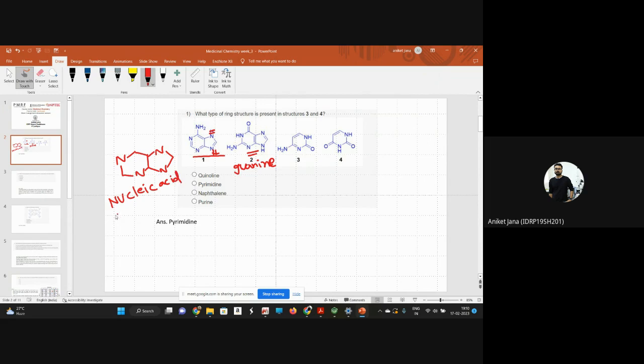There are two common structures, purine and pyrimidine. Two types of bases are present there: one is purine and another is pyrimidine. They are present as bases in the nucleic acids, right? Like DNA or RNA, deoxyribonucleic acid or ribonucleic acid.